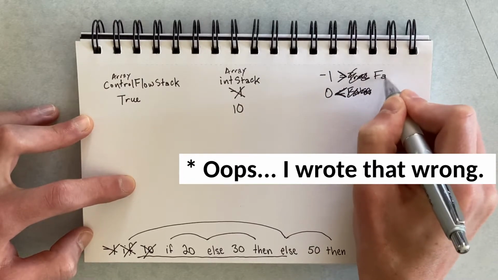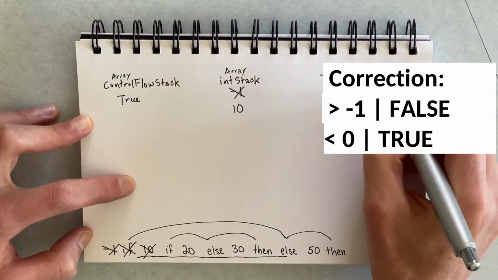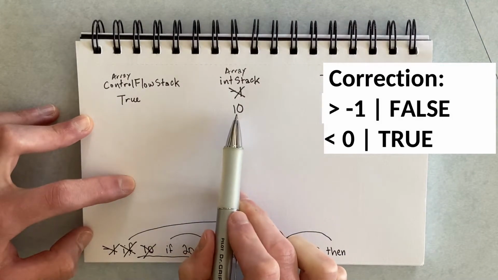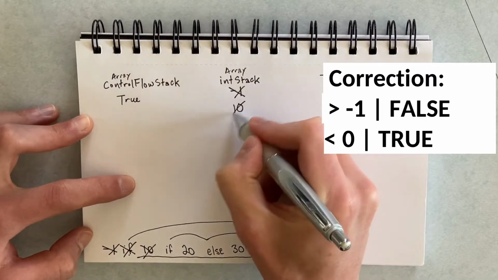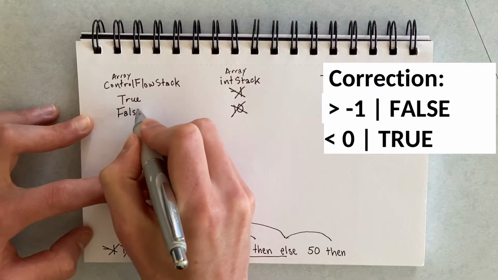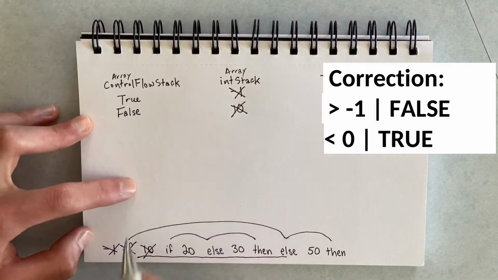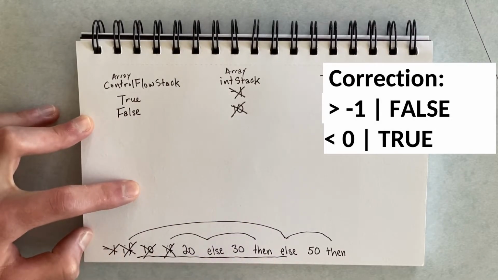So anything greater than -1 is false, anything less than 0 is true. So this one is greater than -1, so it's false. So now we have a false on the top of our control flow stack. So now we know that we're too deep in our nest, right? We're nested now. We can tell that because there's 2 values on our control flow stack. And we just processed that if.